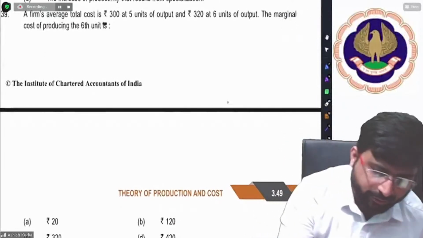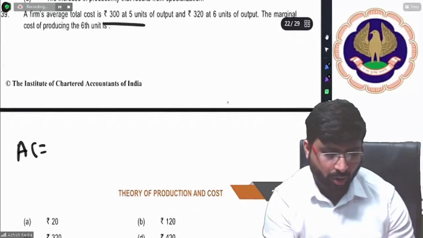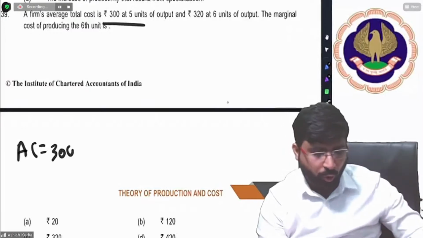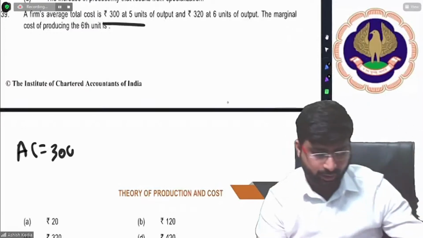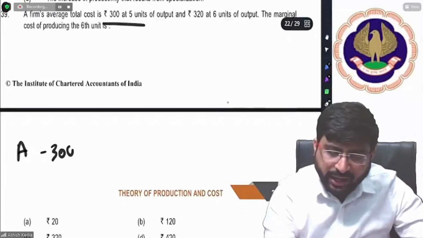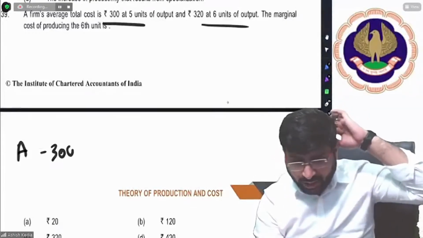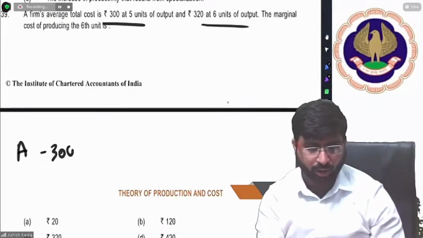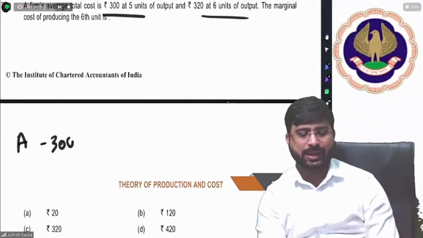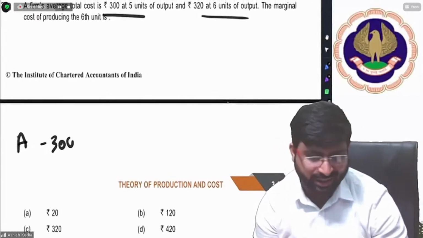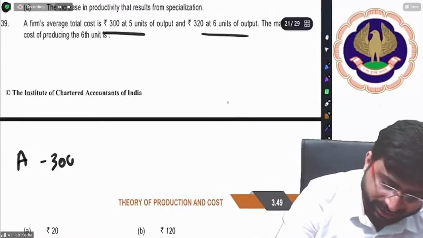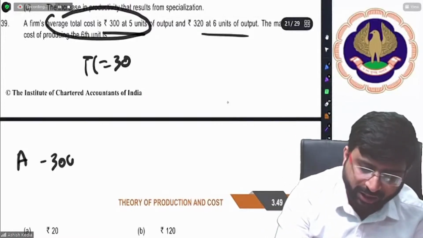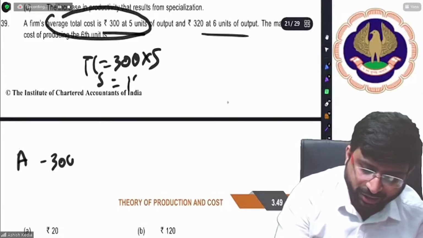A firm's average total cost is rupees 300 at 5 units of output, and 320 at 6 units of output. The marginal cost of producing the 6th unit is what? Now, my dear friends, oftentimes students are in a hurry. Don't be in a hurry. It's given as average. So if average total cost at 5 units is 300, total cost will be 300 into 5, which will be 1500.